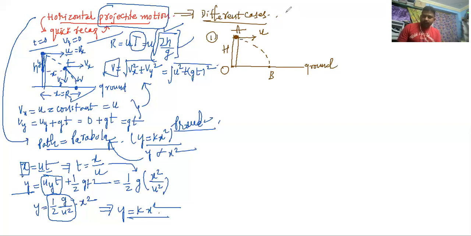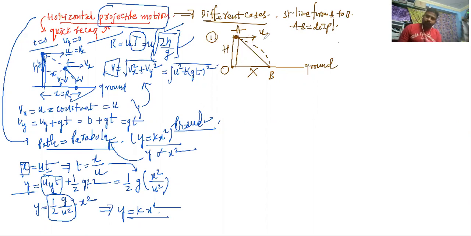See, I'm just drawing the straight line from A to B. The straight line from A to B is nothing but the displacement, isn't it? Yes or no? Tell me, my dear students. Okay, so I'm writing here, AB is the displacement. And this distance, O to B, is X. You can also say that it is the total horizontal distance traveled. That's called the range.